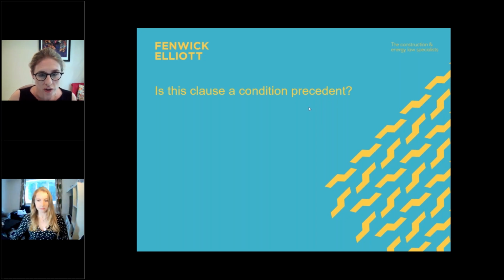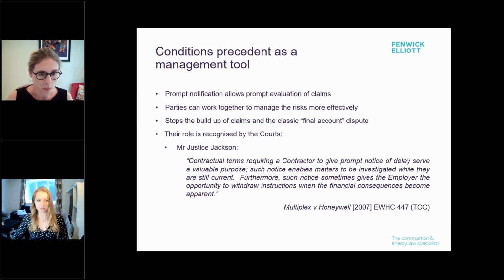So, conditions precedent as a management tool. Prompt notification allows prompt evaluation of claims. That is the theory. And the parties can work together to manage the risks more effectively if you comply with these provisions. That is always obviously in everyone's interests. Similarly, if an architect has instructed a variation and it can't be afforded, then they can make the decision perhaps they don't want to carry on and instruct that after all.